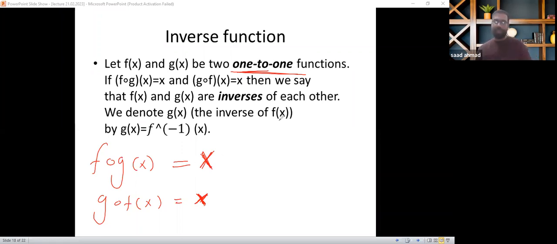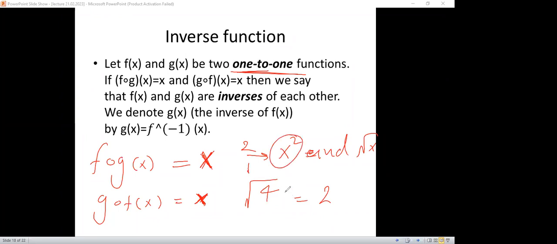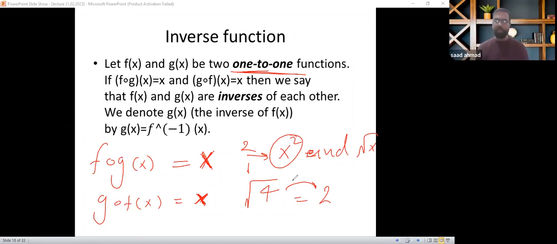Basically the concept is, let's say x squared and square root of x. For some values they are inverse functions, because whatever the x squared did, the square root of x undoes it. Let's say I put 2 into x squared, I get the answer 4. Now if I do the square root of 4, I get back 2. So you see, whatever x squared did, the square root of x reversed it. It put it back. So they are inverse functions. They cancel out the effect of each other.